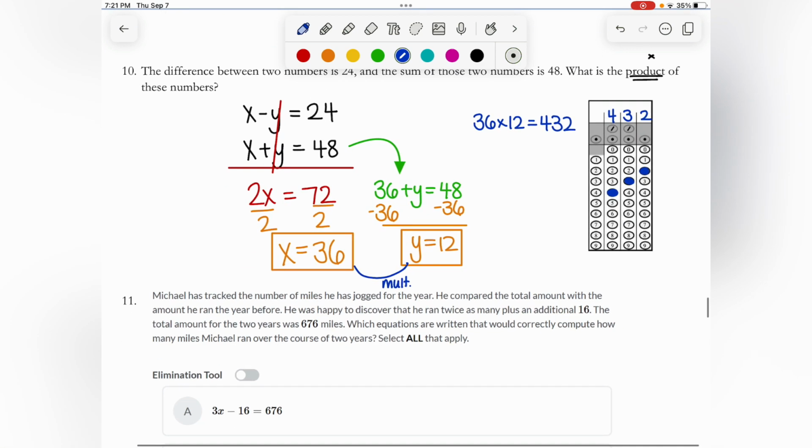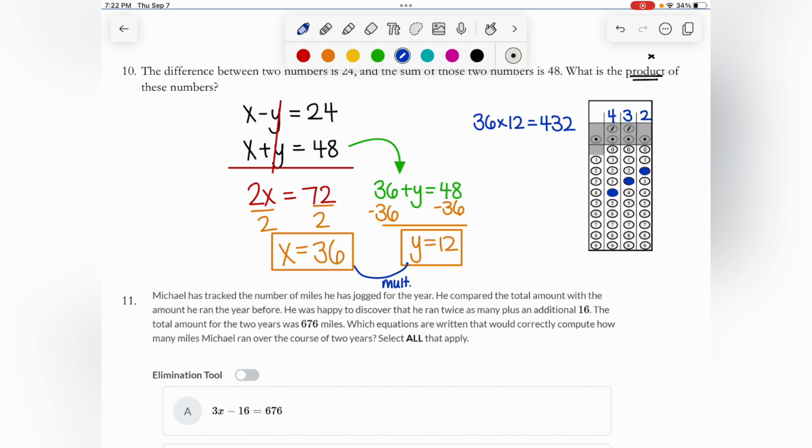Perfect. Last one. Again, it looks intimidating. It's a lot of words, but this one isn't that bad. It just says Michael's run has tracked the number of miles he jogged for the year. He compared the total amount with the amount he ran the year before. He was happy to discover that he ran twice as many miles plus an additional 16. The total amount for 2 years was 676 miles.